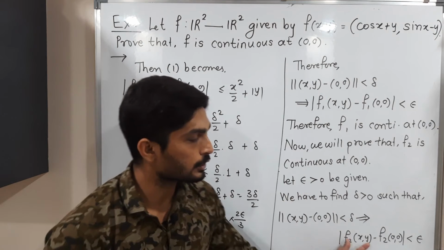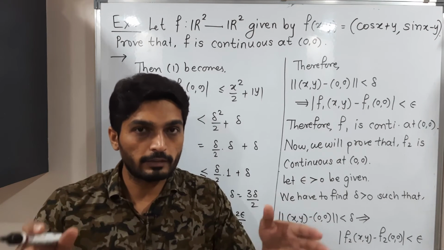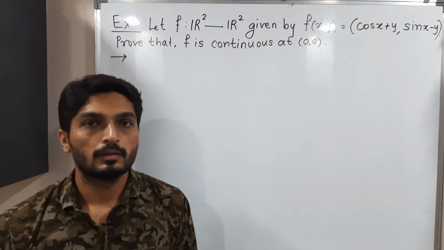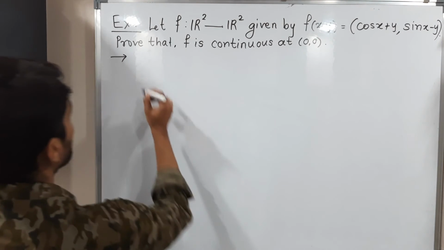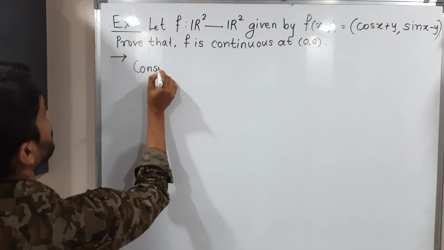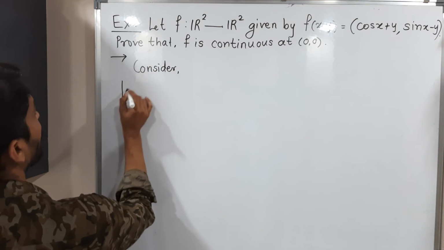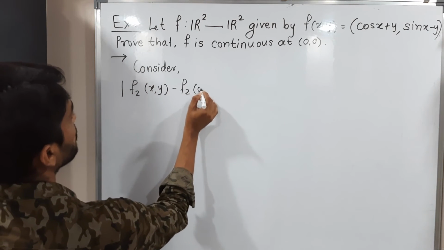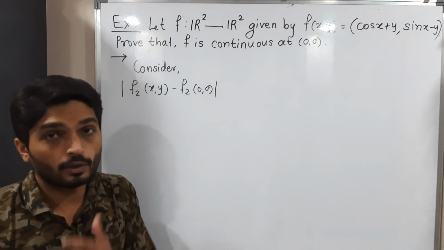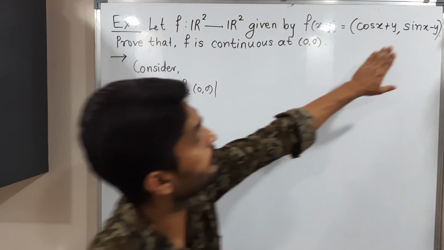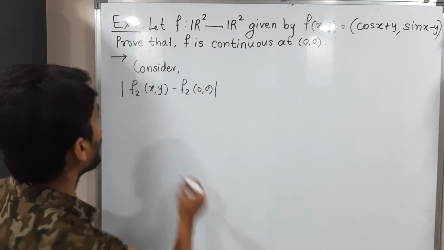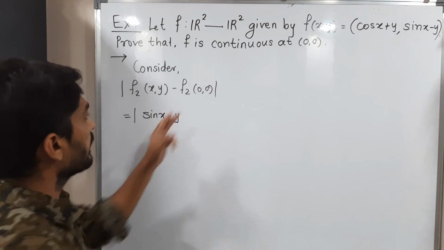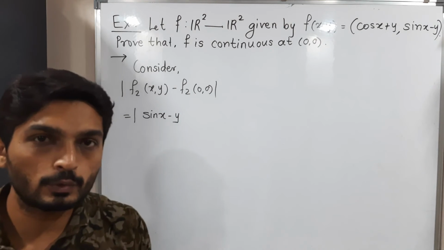Okay, we will focus on this one. We will try to find the value of that mod, but before that make a screenshot of it and then we will go further. Okay, so let us consider that mod. So consider mod f2 of xy minus f2 of 0, 0. Okay, so let us solve it. What is f2 of xy? This is our f2, getting second component, sin x minus y. So this is equal to mod sin x minus y. f2 of 0, 0, that means we have to put x is equal to 0, y is equal to 0.